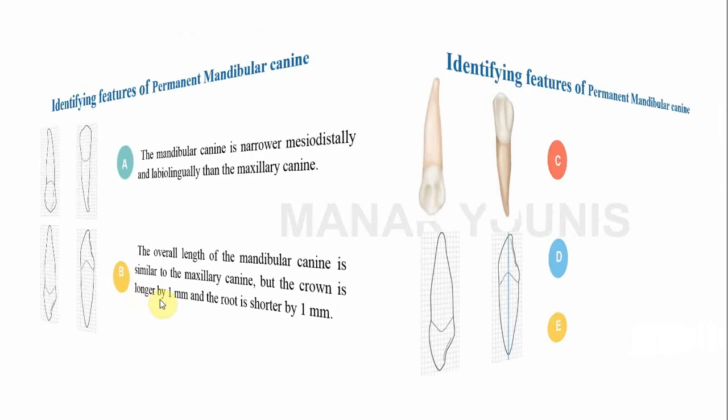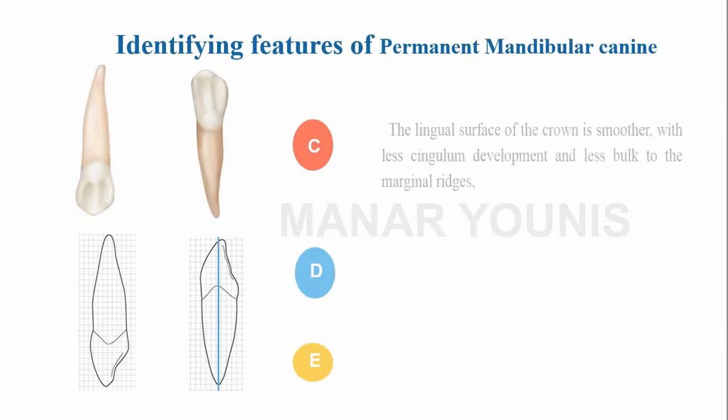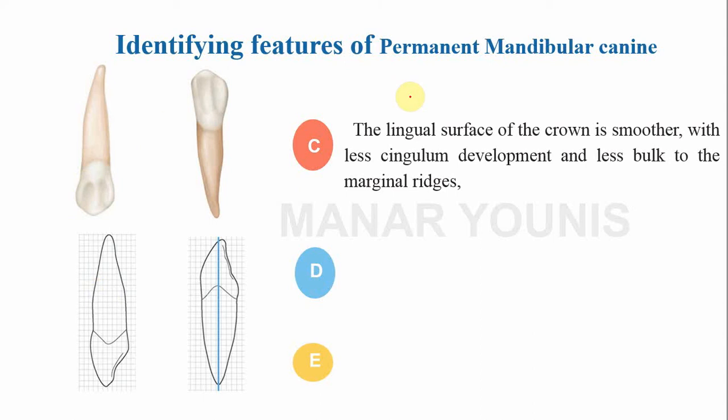Other identifying features for the permanent mandibular canine are that the lingual surface of the crown is smoother compared with that of the maxillary canine. Usually the cingulum is less developed, and the bulkiness is less for the cingulum, marginal ridges and lingual ridge.